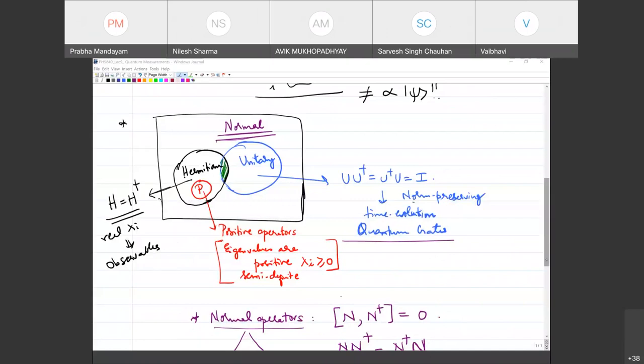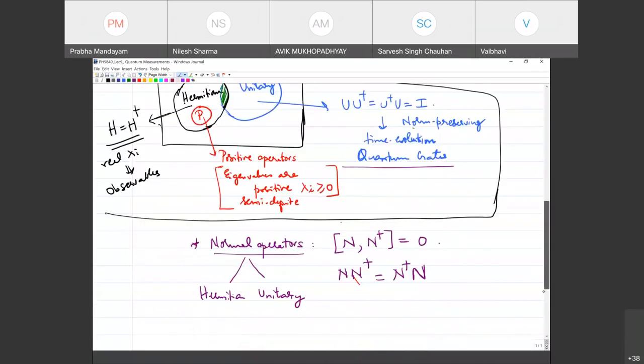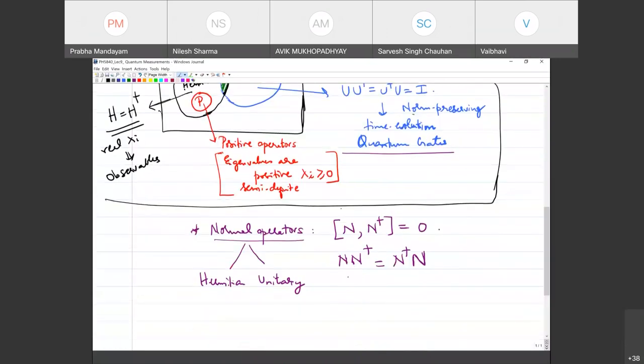So this is the kind of operator picture that we will be interested in, and I think this is a useful picture to have in mind. Now, what about this class of normal operators? What is special about normal operators? And that forms the statement.